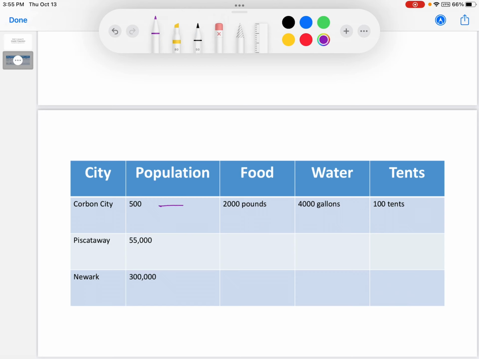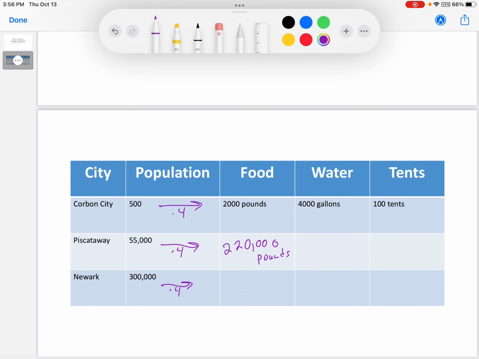So instead of going vertically, we're going to go horizontally. So how do I get from 500 to 2,000? So I'll do 2,000 divided by 500 is 4. So this is times 4, and we'll multiply each of these times 4. 55,000 times 4 is 220,000 pounds. And I think you will find that's exactly the same number that we got before.